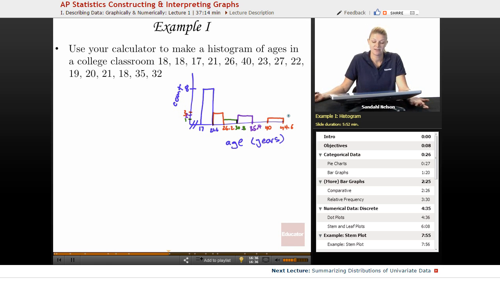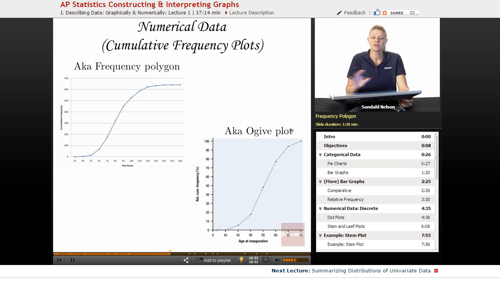The calculator helped us to do it. And the key thing is that you can interpret it. So you can see that most people are around here, and then it kind of spreads out to older ages. And we'll talk a little bit more how to officially interpret it in a minute. Okay, so just 2 other numerical data plots that you might see.